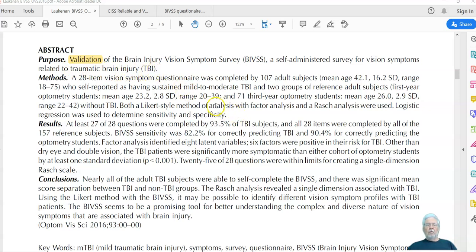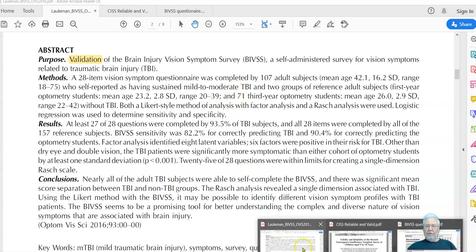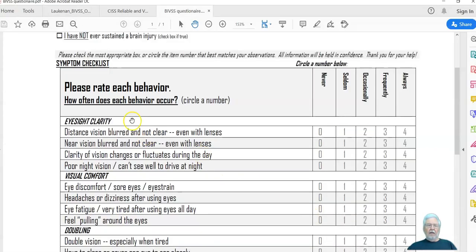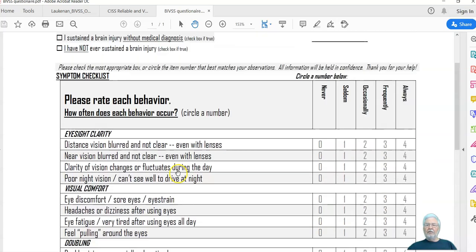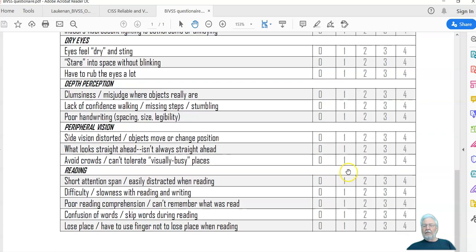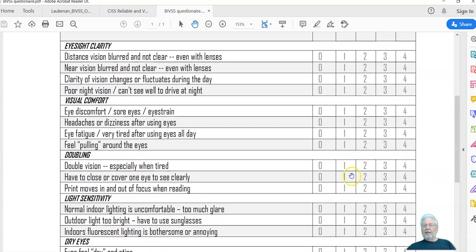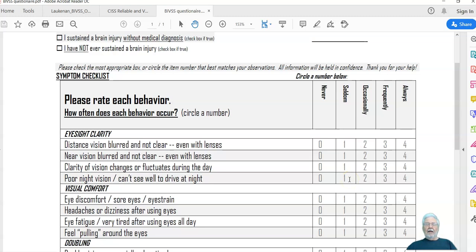So let's look at the questionnaire itself for a moment. There are 28 items, and you rate these items. You go through the questions and circle, for example, for "distance vision blurred and not clear even with lenses," never, seldom, occasionally, frequently, or always. You circle one of these answers, and then these are added up, and you get a total score as one of the measures.